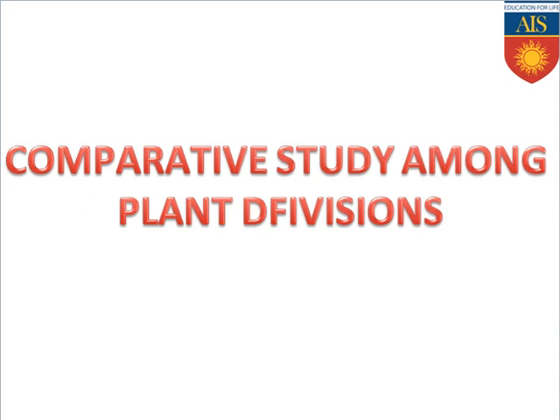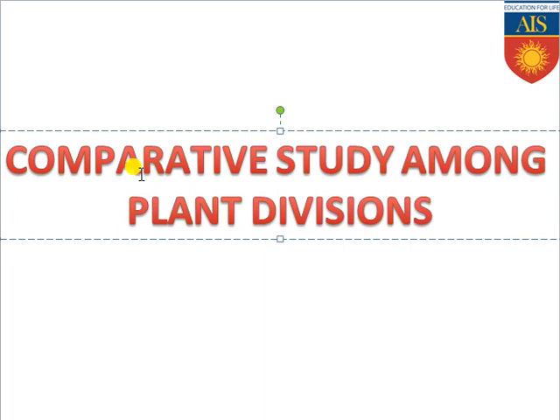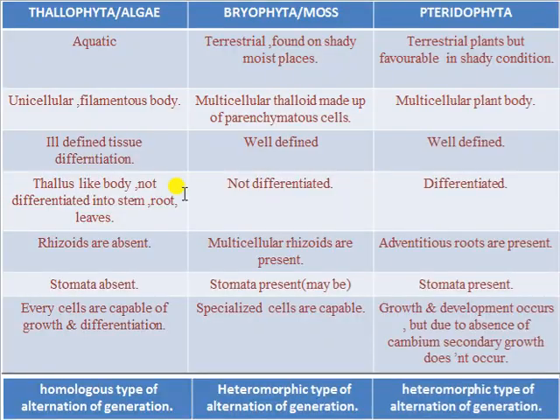In the next slide we will be discussing the comparative study of the different plant divisions. Keep it in your mind. Whatever plant divisions we have studied, Thallophyta, Bryophyta, Pteridophyta, Gymnosperm and Angiosperm, first of all we will be discussing Thallophyta, Bryophyta and Pteridophyta, then we will go for the discussion about Gymnosperm and Angiosperm. So let's see the first slide.